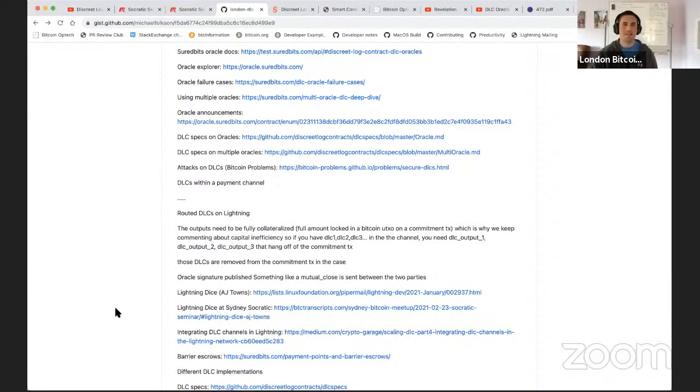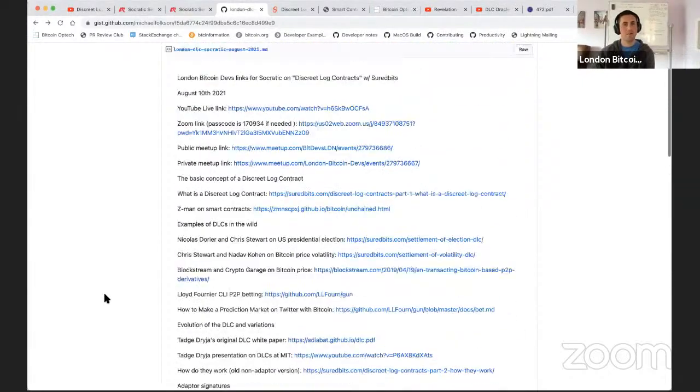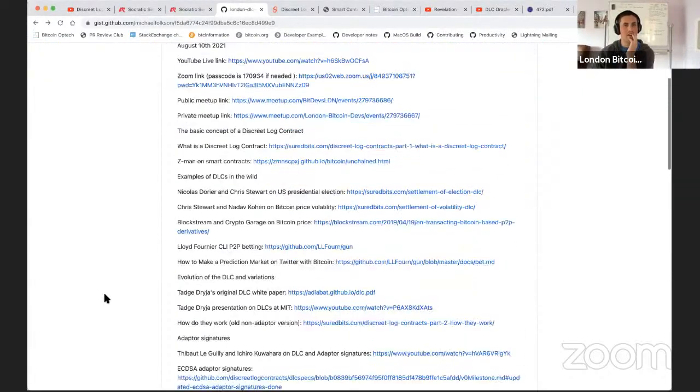So there's a bunch of different evolutions here. There's the adapter signatures, which you've just covered. Then there's the question: do we do this on chain? Do we do this in a payment channel? Perhaps in the future, do we do this on a routed payment, like across a Lightning network type thing? The examples that we showed earlier were within a payment channel, were they? With no routing. Is that right?